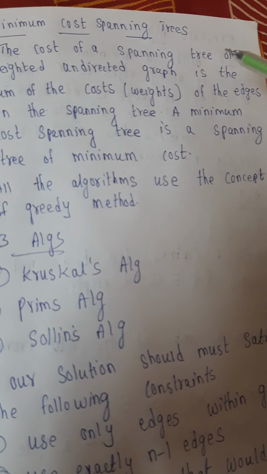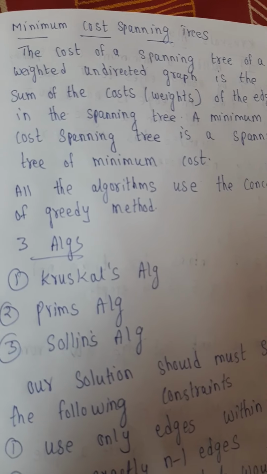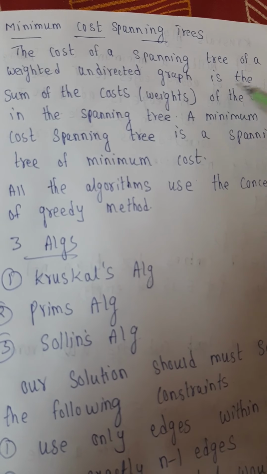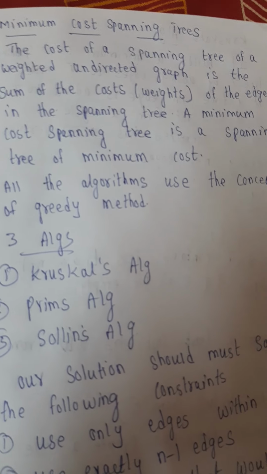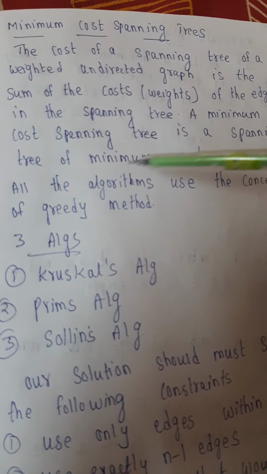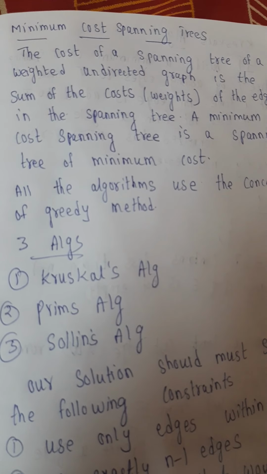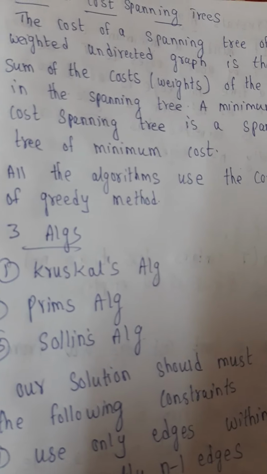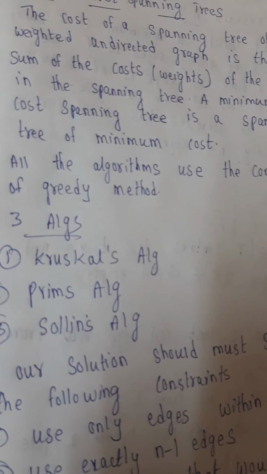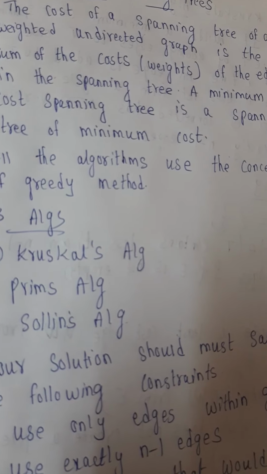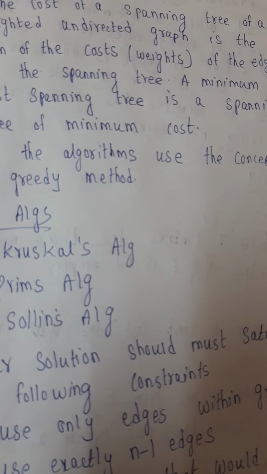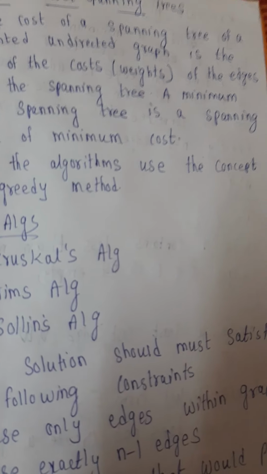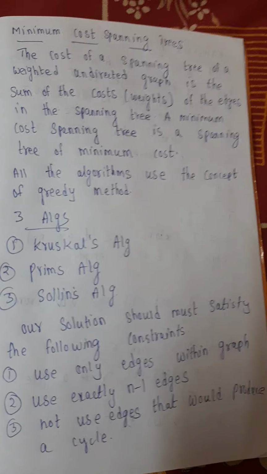So the cost of a spanning tree of a weighted undirected graph is the sum of the cost of the edges in the spanning tree. A minimum cost spanning tree is a spanning tree of minimum cost. Just as I said, if you add all the weights of the tree, that should be minimum, and that we call a minimum cost spanning tree.